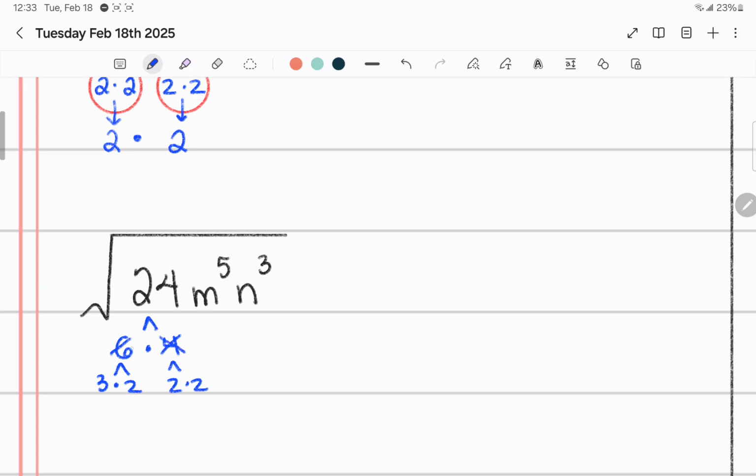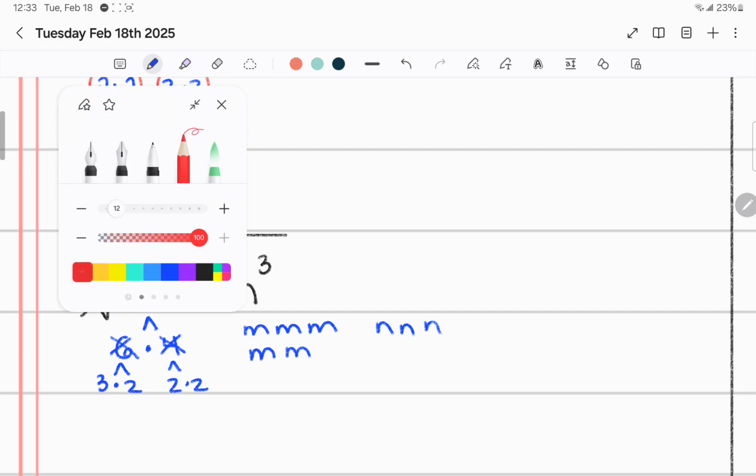Again, cross out the 6 and the 4 because we broke those down, and we're replacing the 6 with 3 and 2. I'm replacing the 4 with 2 times 2, and then we've got 1, 2, 3, and then 1, 2, 3. So again, here I want pairs of 2.